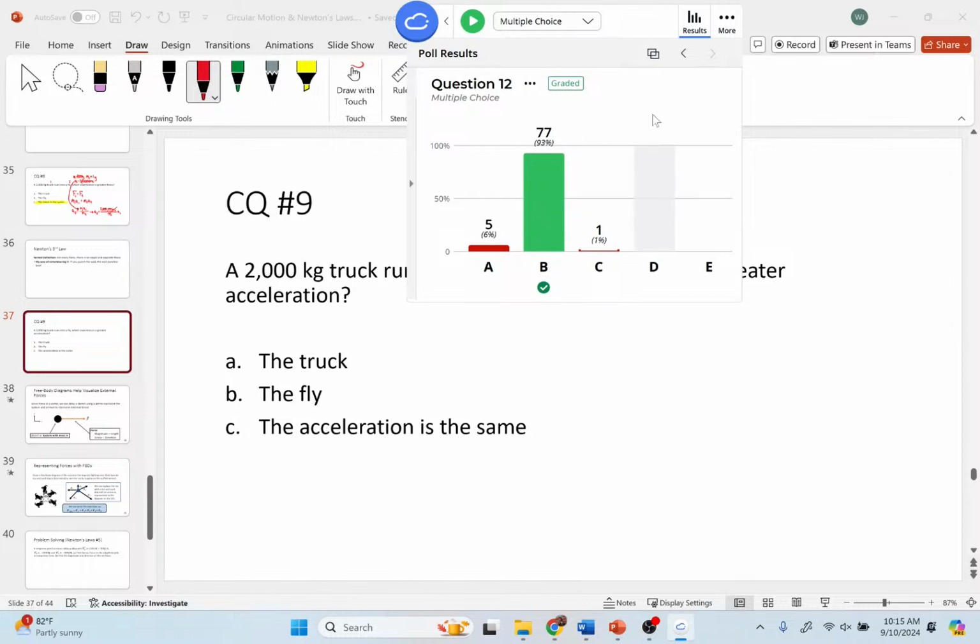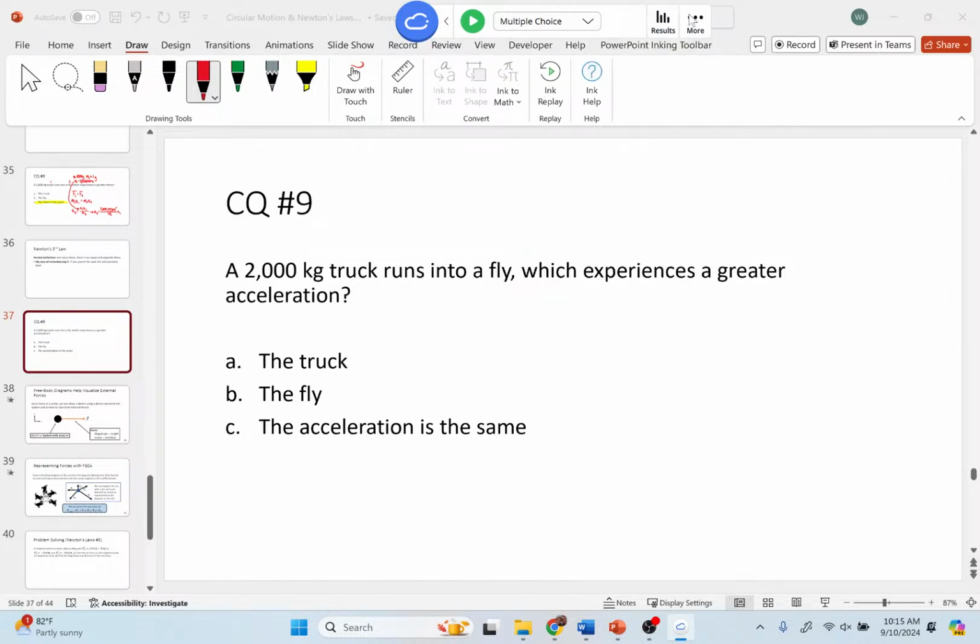So good. Yes, this is the one that most people were thinking before. It is the fly. The truck's velocity doesn't change. You hit a fly, your speedometer does not change. You don't think, oh, there's a big swarm of insects, I better hit the gas because I'm about to slow down a bunch. No, you're going the same velocity when you hit a fly.